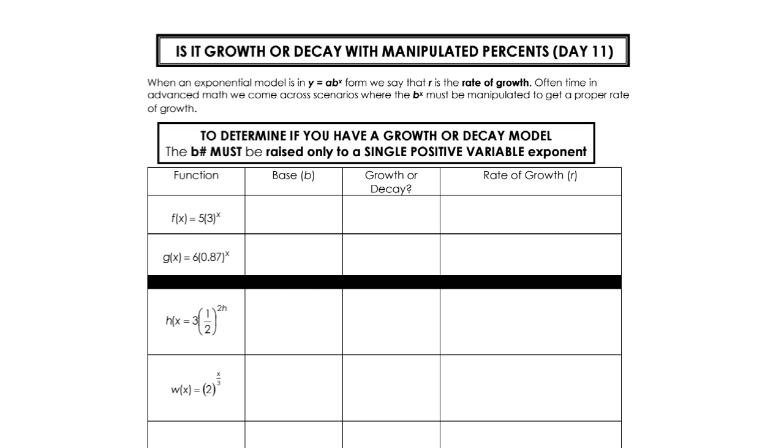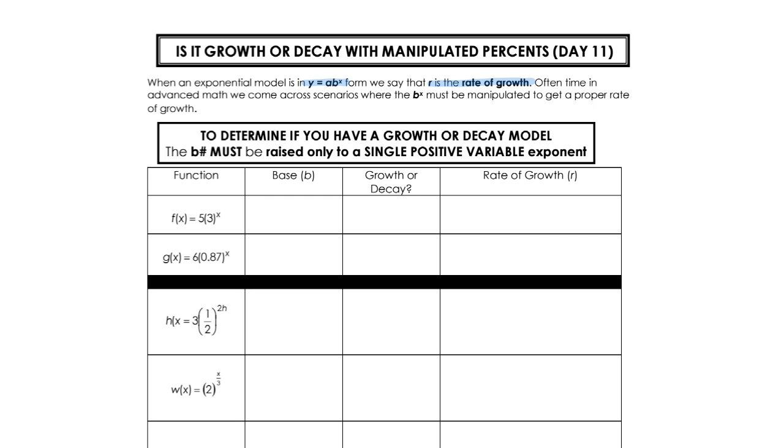So it says, when an exponential model is in y equals ab to the x form, we say that r is the growth rate or the rate of growth. Oftentimes in advanced math, we come across scenarios where the b to the x must be manipulated to get a proper rate of growth. Okay?